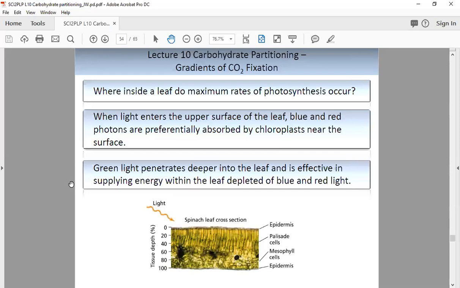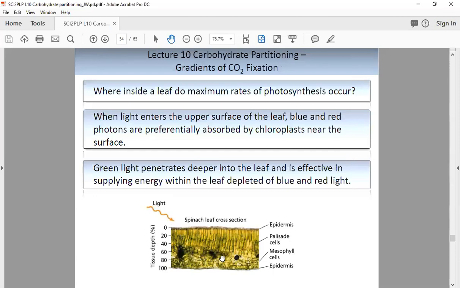For most leaves, internal carbon dioxide diffusion is quite rapid. So limits on photosynthesis are actually imposed by factors other than carbon dioxide supply. When light enters the upper surface, the blue and red photons are obviously mostly absorbed by the palisade mesophyll cells, while green light, well, that green light that's not reflected, penetrates deeper into the leaf.